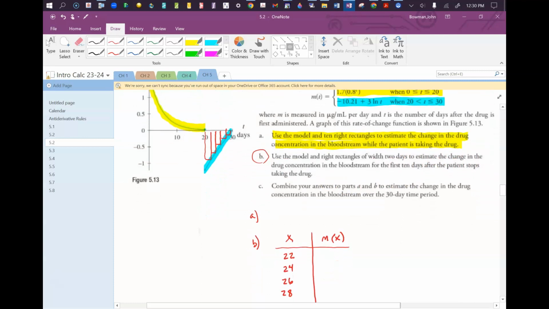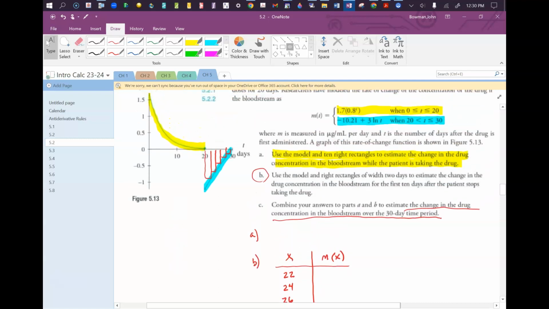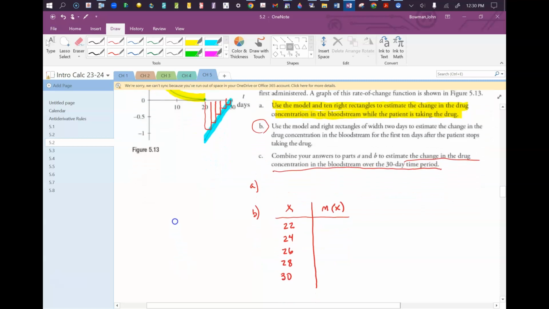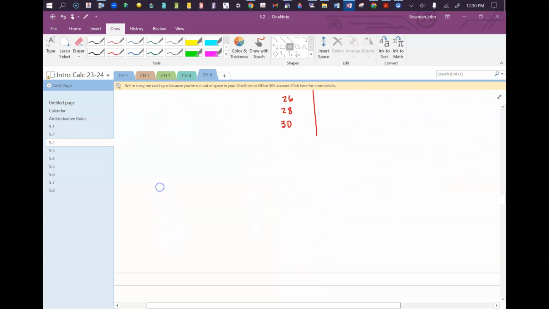And then finally in part C, it says combine your answers to parts A and B to estimate the change in the drug concentration in the bloodstream over the 30-day time period. So the first answer, part A, the area between the function and the x-axis is going to be positive. And in part B, the area between the function and the x-axis is going to be negative. So when we add those up, we'll get the final result. And that's how we do rectangular approximation methods.